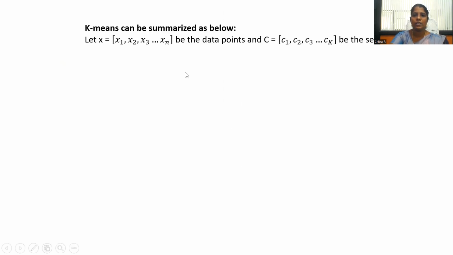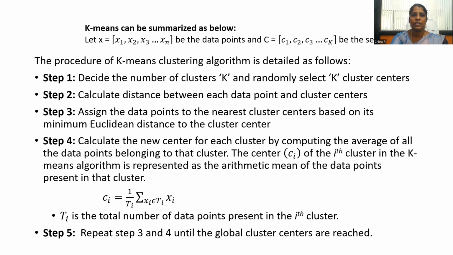The entire K-means clustering operation can be summarized as follows. Let us take the data points and the selected cluster points. First, decide the number of clusters. Second, calculate the Euclidean distance and assign the data points to the nearest cluster centers based on the minimum Euclidean distance. After that, find the new centroid for each cluster by computing the average of all the data points inside the cluster. If the new centroid is equal to the centroid in the previous iteration, then stop. Otherwise, repeat the steps until you get a constant centroid.